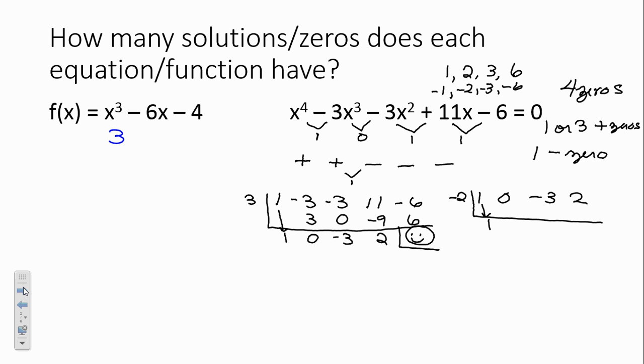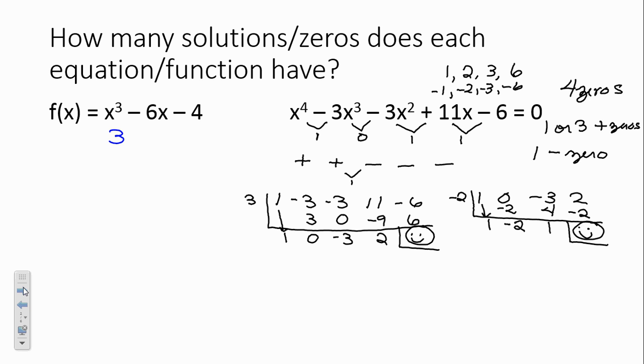All right, so 1 comes down, -2 times 1. And 0 and -2. -2 times -2. 4. -3 and 4. -2 times 1. And -2 and 2. Happy face. His luck is running strong. Okay, so we know 3 is one of our solutions, and -2 is one of our solutions.